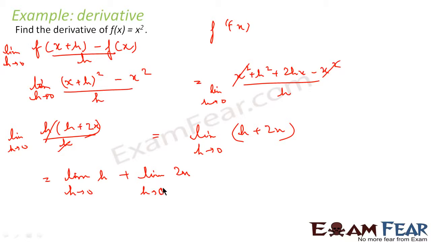Now we'll put h is equal to 0. So what we get is 0 plus 2x, and that is 2x. That is the answer. We could have put h is equal to 0 here also, one and the same thing. So here also we get 2x. So we can see that the derivative of x square is 2x. Very simple. What we have done, we have used the formula f dash of x is nothing but f(x+h) minus f(x) by h, and we have got it.